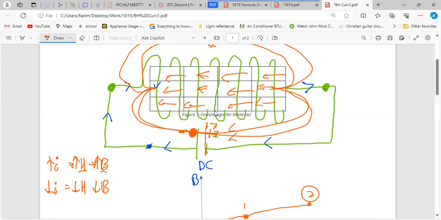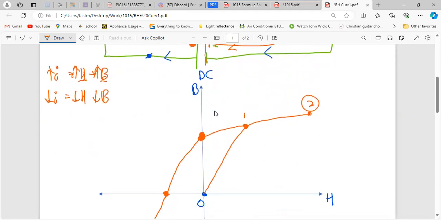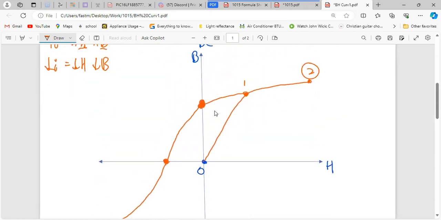At its maximum flux density, it cannot hold any more. It cannot be more of a magnet at that point. It's literally at its capacity to be magnetized, right? And the same thing as before.